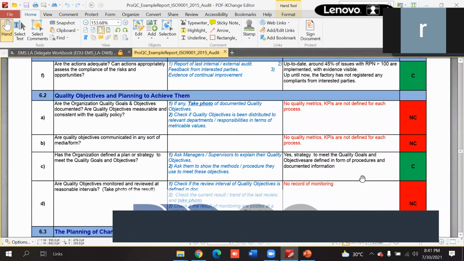If let's say NC, we go okay: objectives. No quality metrics, KPI not defined for each process. This is a big NC.